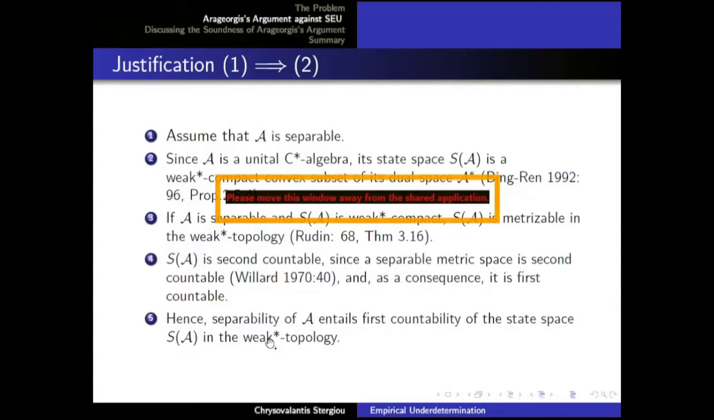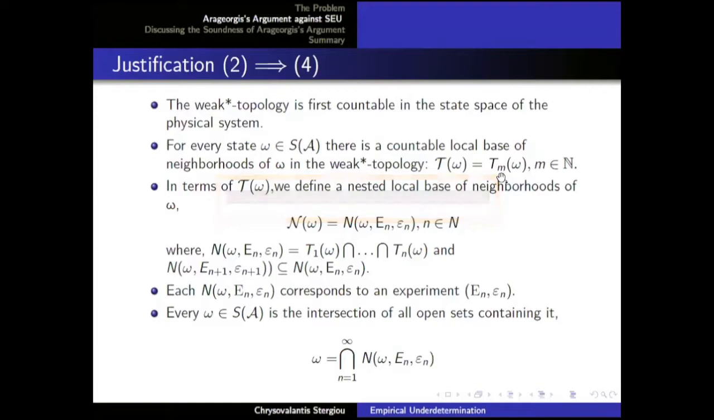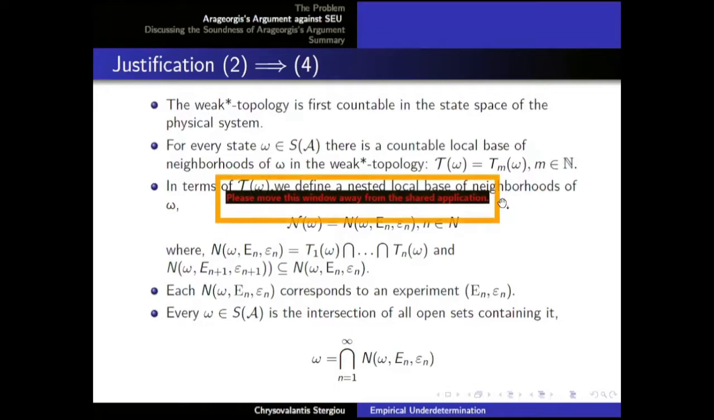Now, in the following step, we start from the first countability of the state space, and that means that there is a countable local base of neighborhoods in the weak-star topology. Countable. And in terms of this countable local base, we can define a nested local base. What do we mean by a nested local base? A local base that, as we increase the index, narrows down towards the state.